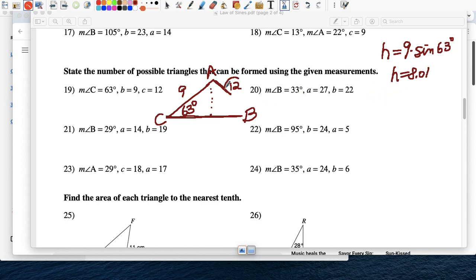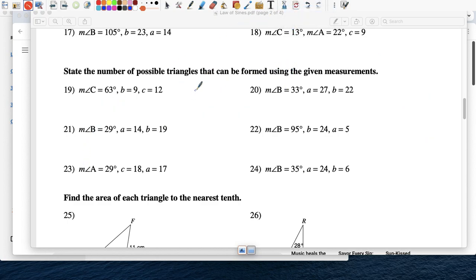So now I want to compare this number to 12. Is 12 greater than the height? Yes, because the height is 8.1. Is 12 greater than this side over here, 9? Yes, it is. So when both conditions are met, when this little piece here, 12, is greater than the height and greater than this side adjacent to 63, then how many triangles can we make? One triangle.